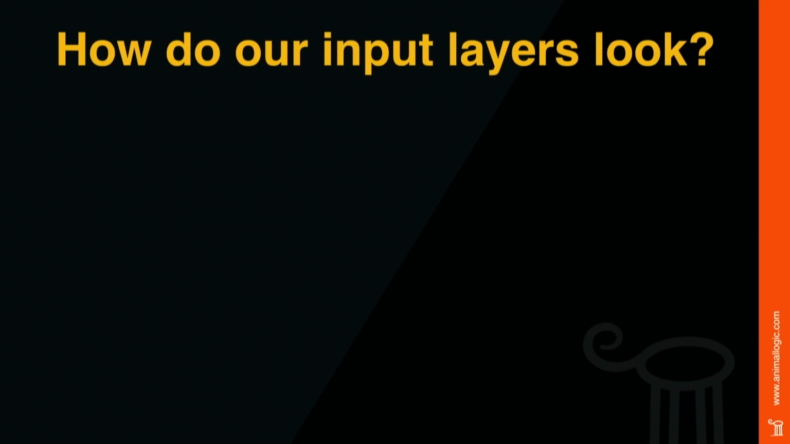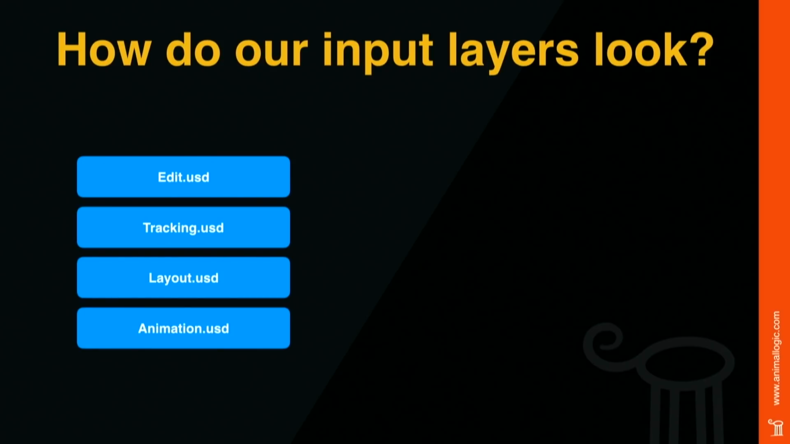For anyone who doesn't know much about USD, in a very high level wrapper, I thought I'd draw attention to what ours look like. So you can imagine we have different departments here. In this case, I've got an edit, I've got tracking, I've got layout, and I've got animation. And each one of those is their own department USD file that represents, and that may be broken down into a lot of other USD files, but that represents all of the data coming from those departments that we care about and that we want to use inside of the effects and character effects departments.